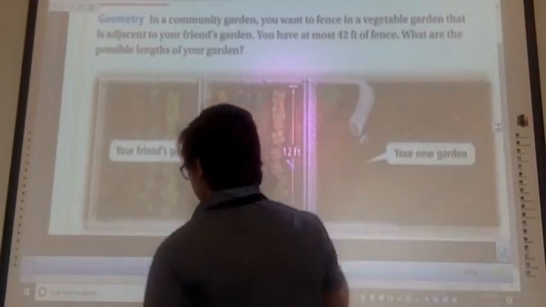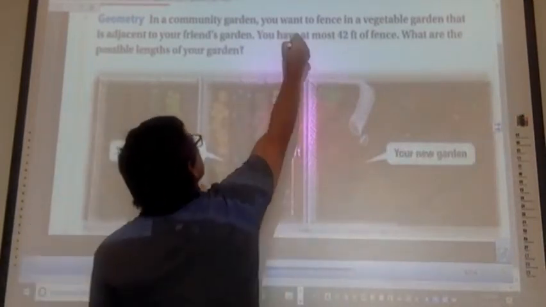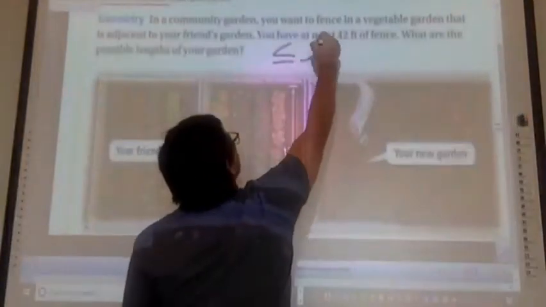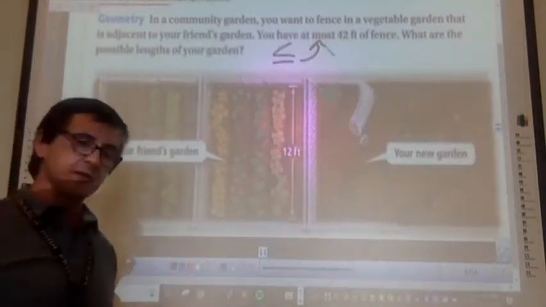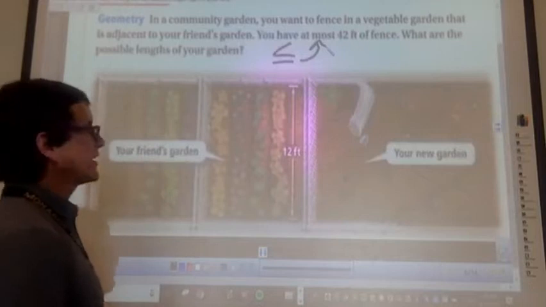So at most means less than or equal to. Okay, at least means greater than or equal to. At most means less than or equal to.